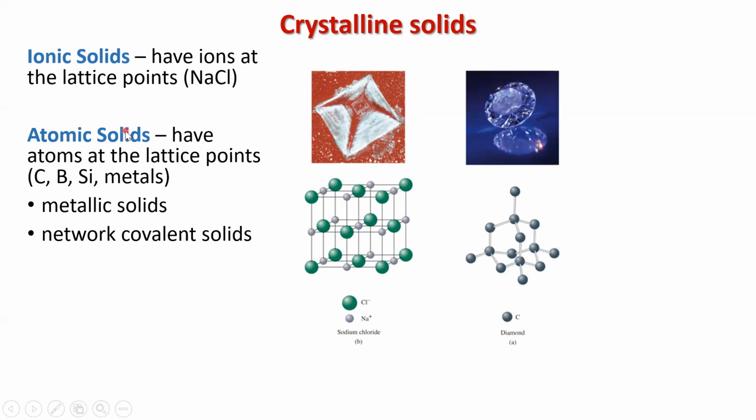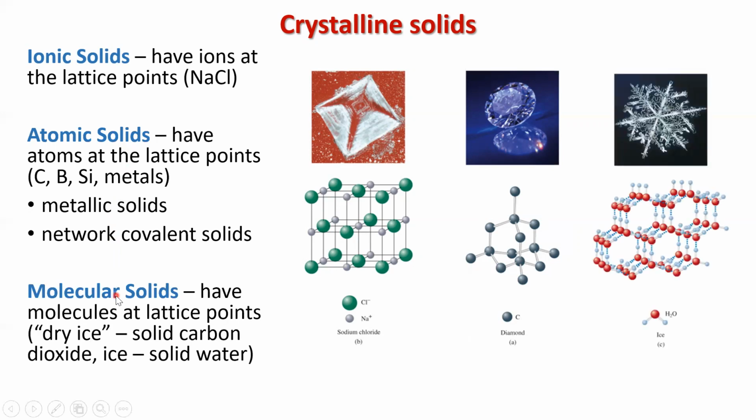When we talk about atomic solids, they are a type of crystalline solid that have atoms at their lattice points. So carbon or boron or silicon at these lattice points would be an atomic solid. Having carbon could mean we're looking at diamonds. And there are two types of atomic solids. There are metallic solids, which means that we've got metal atoms at the lattice points, or they can be network covalent solids.